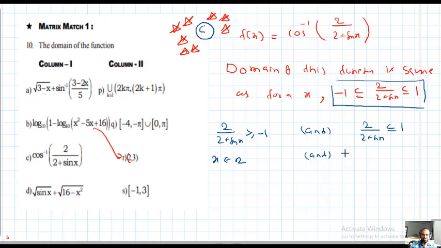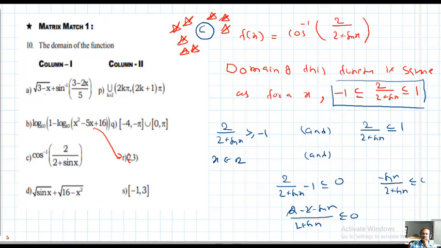Another x I am finding here. Observe, students, I want to write here 2 by (2 plus sin x) minus 1 less than or equal to 0, or (2 minus 2 minus sin x) by (2 plus sin x) is less than or equal to 0. The 2 gets cancelled. So what we got here? Minus sin x by (2 plus sin x) is less than or equal to 0.